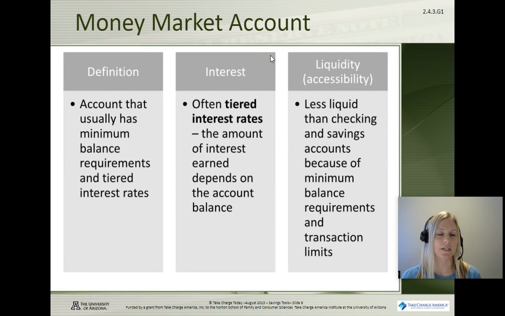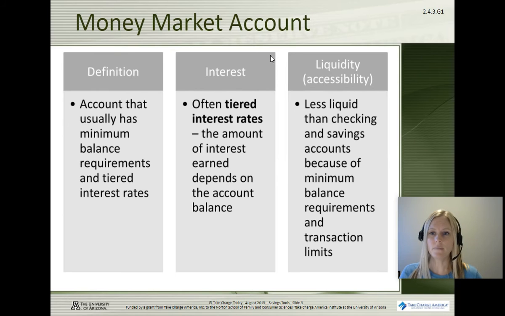Money market deposit account is the next one. This is an account that usually has a minimum balance requirement and tiered interest rates. So tiered interest rates are where the amount of interest earned depends on your account balance. So if you have more money in your money market account, you will earn a higher interest rate on that money. If you have less money, you will earn a lower interest rate. So it benefits you, obviously, to have more money in there so that you are earning the most interest on your money.